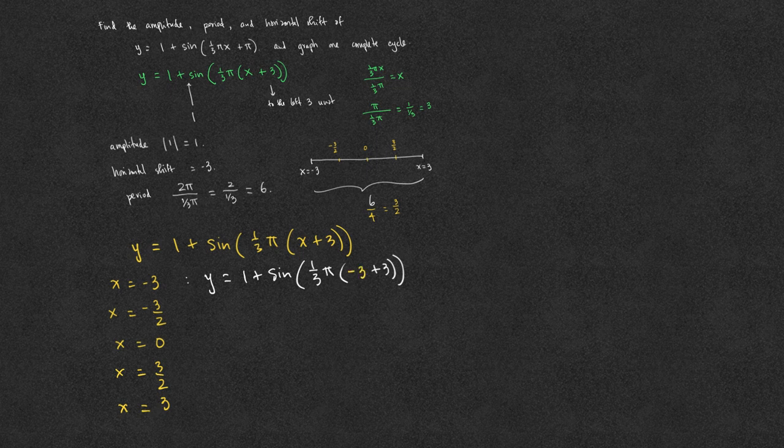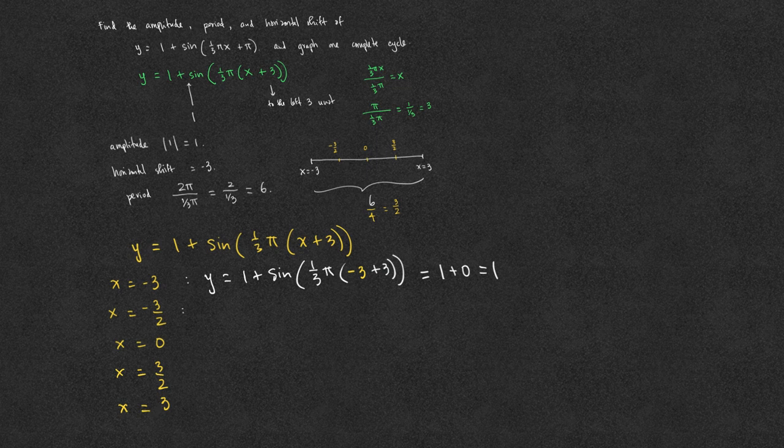3 only. The reason why it is nice is because, as we can see, negative 3 plus 3 is 0, and so 1/3 pi times 0 is 0. Sine of 0 is 0, so we end up with 1 plus 0, or 1.